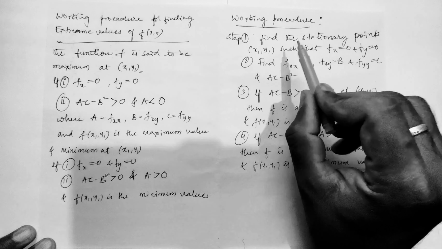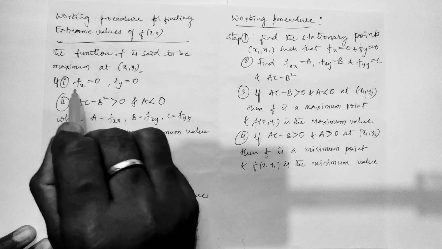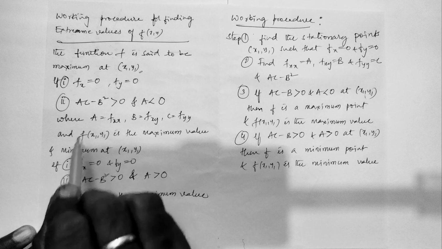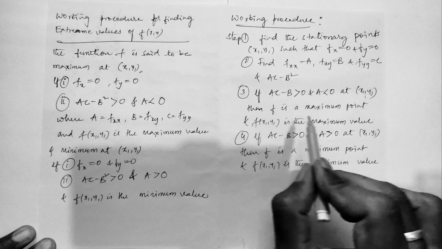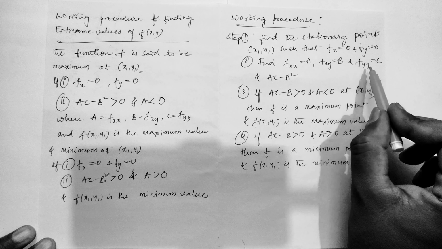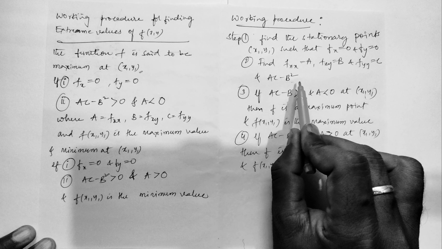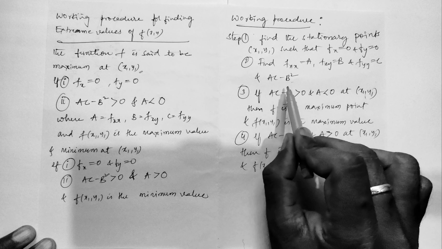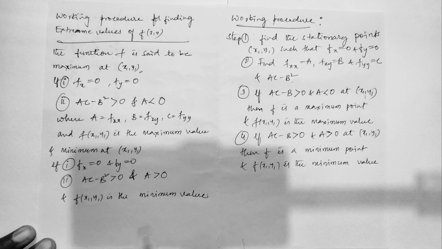Working procedure is very simple. First you find the stationary points. The stationary points are obtained by taking fx equal to 0 and fy equal to 0. Next you find the second order partial derivatives, that is A, B, C. A means dou square f by dou x square, C is dou square f by dou y square, B is dou square f by dou x dou y, and you can calculate AC minus B square. Otherwise you can construct a table, write the values of AC minus B square and A, B, C, and conclude whether the point is a minimum or a maximum.